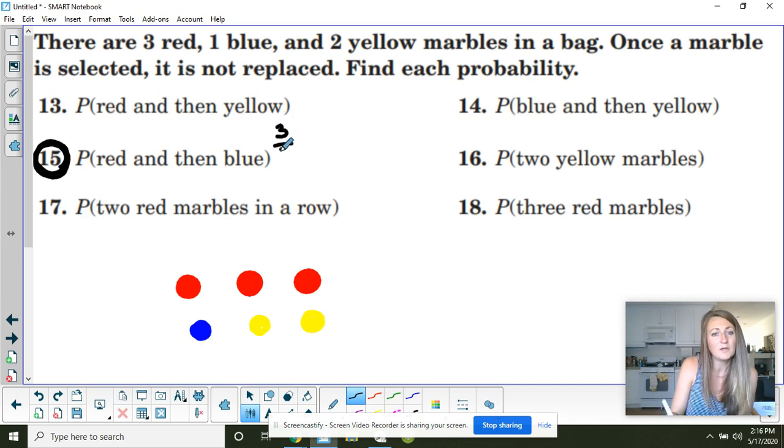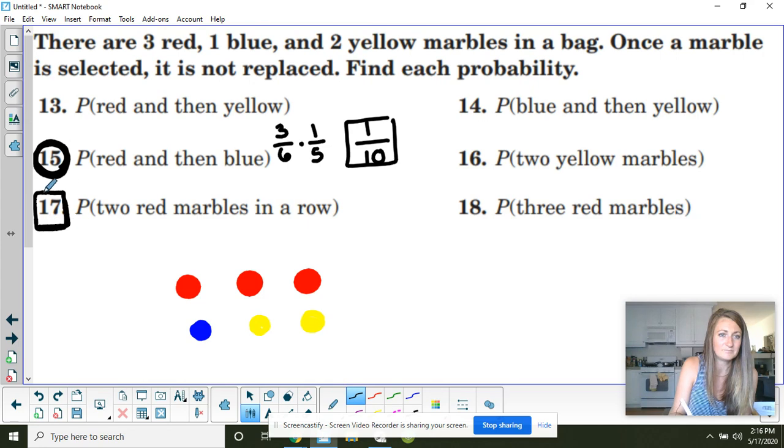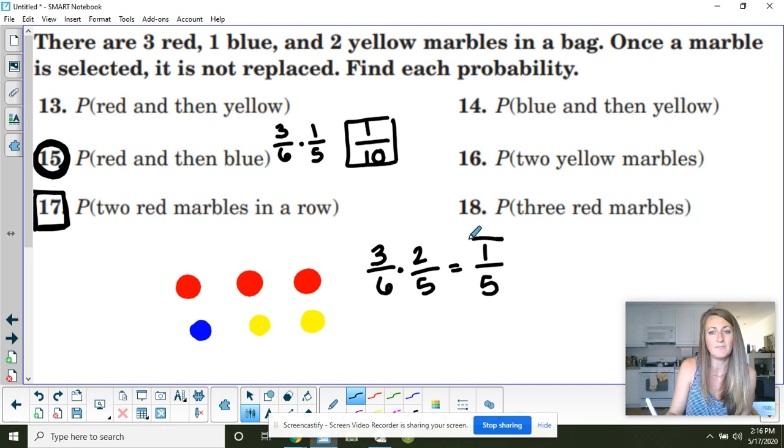So you should have done 3 over 6 times 1 over 5, and this simplifies to 1/10 for your Edpuzzle. And now also for your Edpuzzle number 17. 3 over 6 times 2 over 5. So the answer for this one simplifies into 1/5 or 20%. I left your Edpuzzle as fractions.